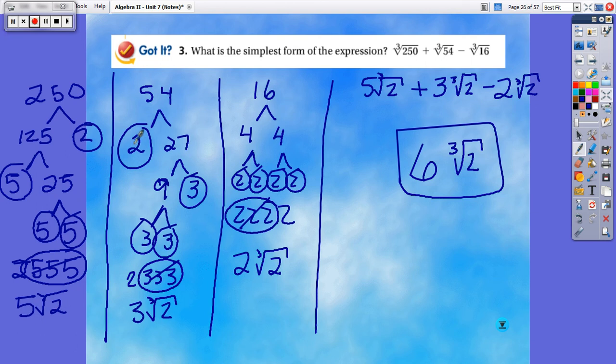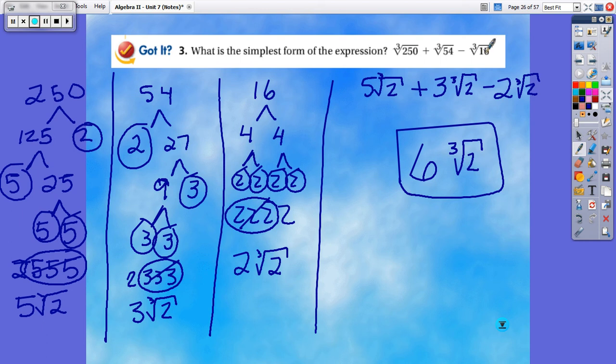Same thing with 54. I break down my 54 until I can't anymore. I have a 2 and 3 3's. So I circle my 3's, cross them out, write them one time, and then I write whatever's left over inside the house. So the cube root of 54 is really the same as 3 times the cube root of 2.